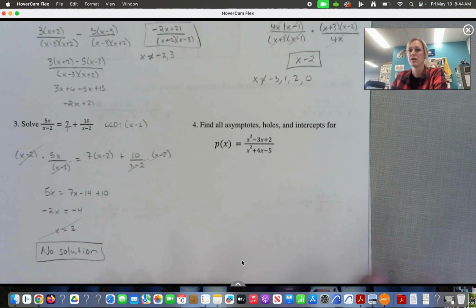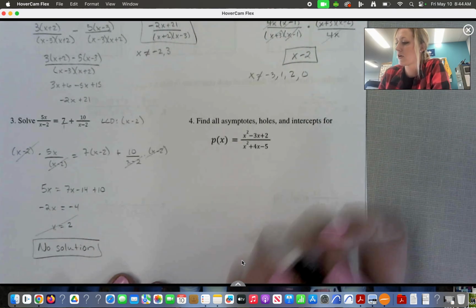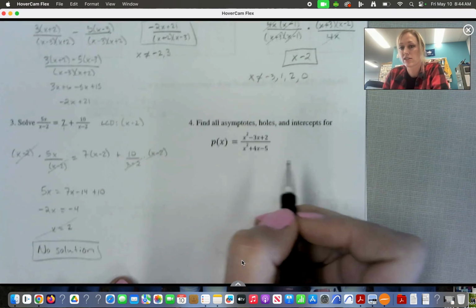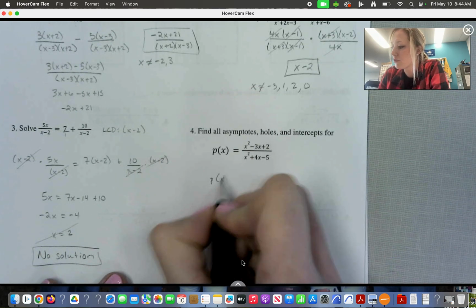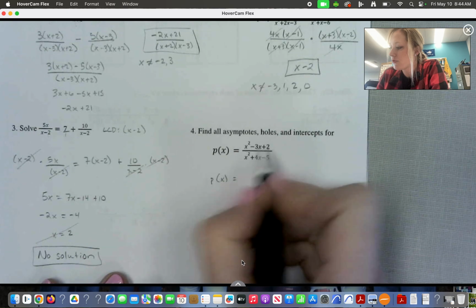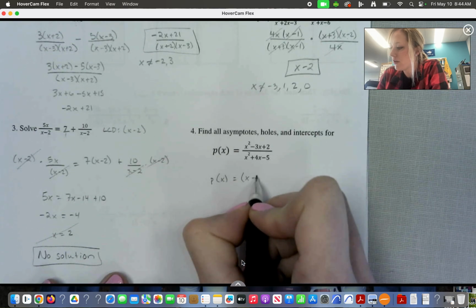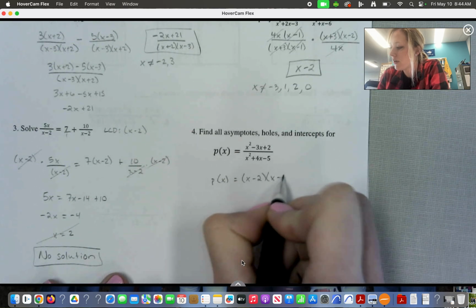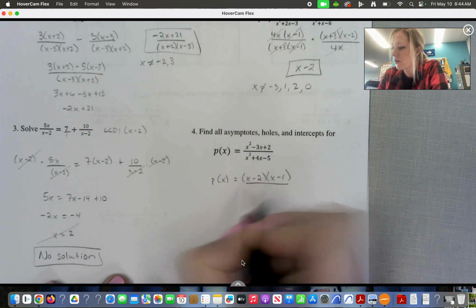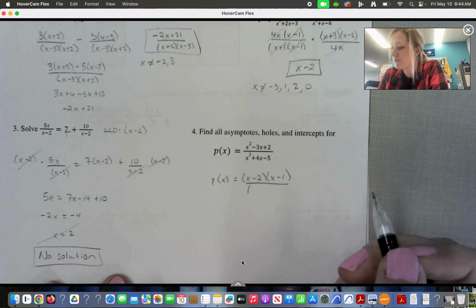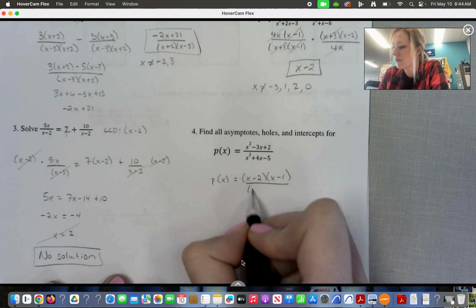Okay, last example. Find all asymptotes, holes, and intercepts. I'm going to factor this first. That's going to be the easiest way to see that. If I factor p of x, we have negative 2 and negative 1, sorry, that multiply to be 2 and add to be negative 3. Here we'd get plus 5, negative 1.